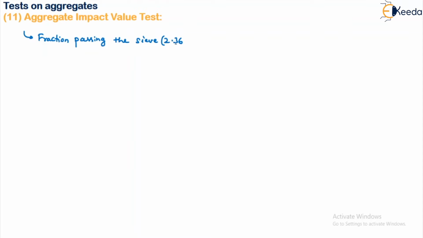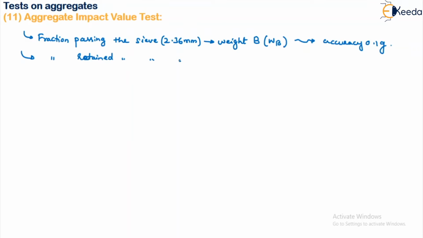You should not get confused, so I'll just write it. Passing the sieve 2.36 mm, this we will call as the weight B or WB. Now generally you have to maintain an accuracy of about 0.1 grams when you are measuring this, right? Once you do this, you have to next measure the fraction which is retained on this sieve, and name this as your weight C or WC.